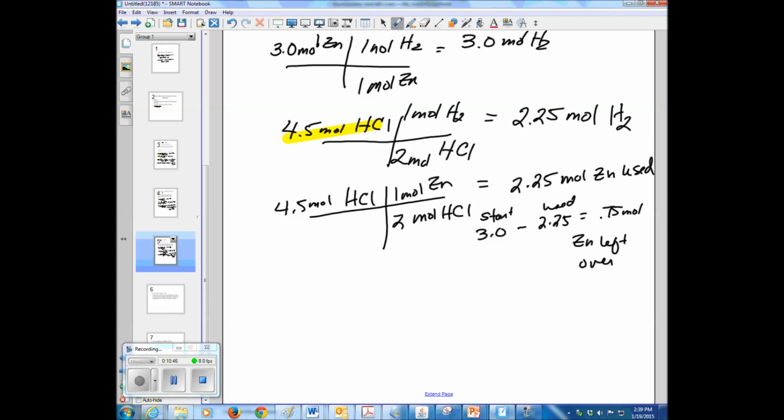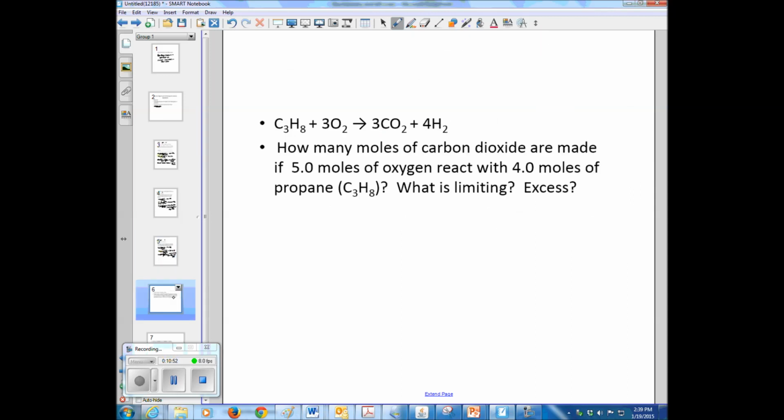Okay? On to the next one. Propane plus oxygen gives you 3 carbon dioxides and 4 hydrogens. How many moles of carbon dioxide gas are made if you have 5 moles of oxygen and 4 moles of propane?